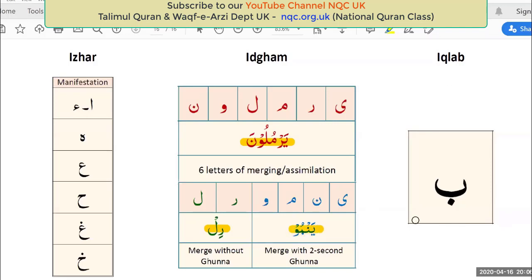And we just did the rule of iqlab today, where we have to exchange the sound of noon sakin into mim sakin if noon sakin or tanween is followed by the letter ba.